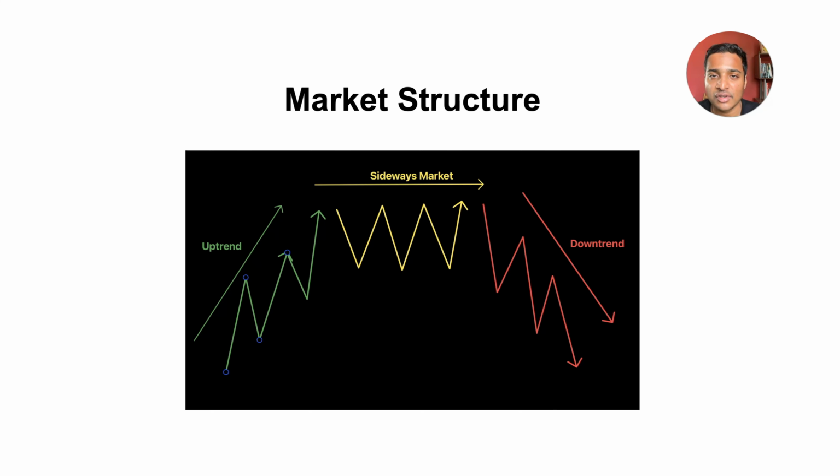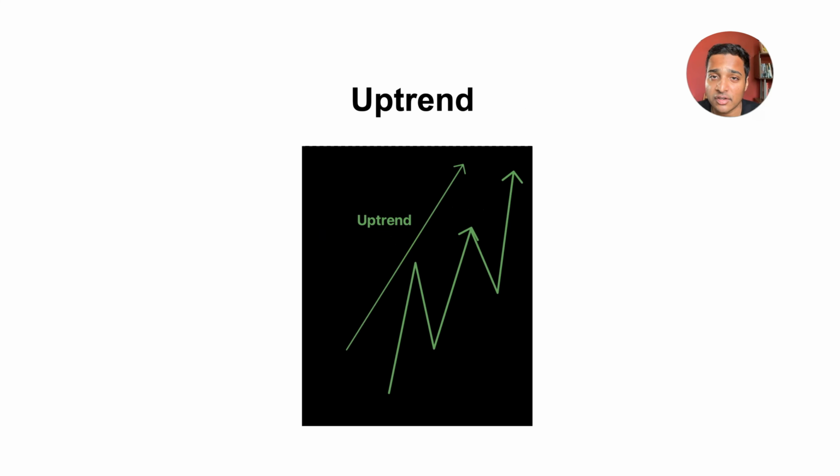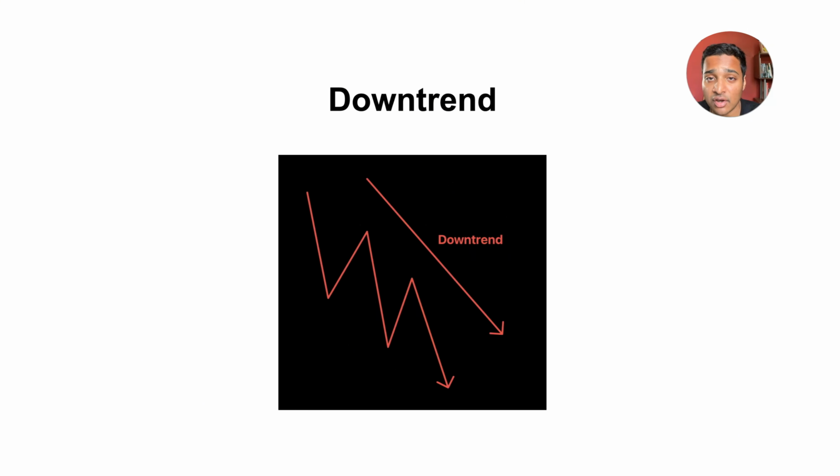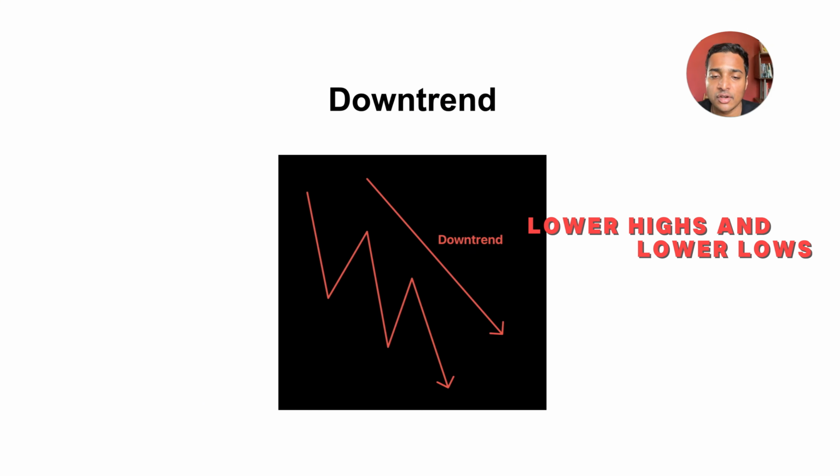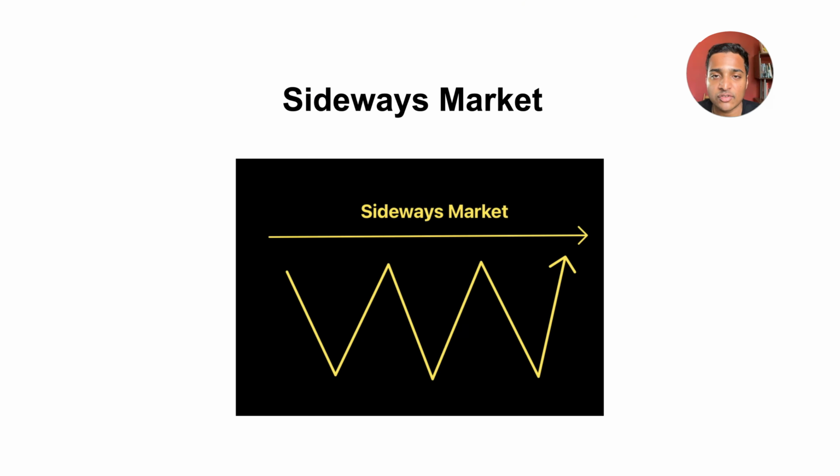And market structure is studying past price action to forecast future moves. Market structure has 3 main phases: uptrends, sideways markets, and downtrends. In an uptrend, price forms higher highs and higher lows, whereas in a downtrend, price forms lower highs and lower lows. However, in a sideways market, there is no clear trend. Price goes sideways, forming a consolidation.